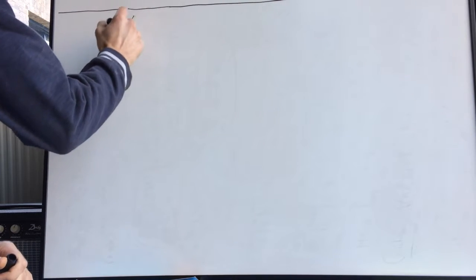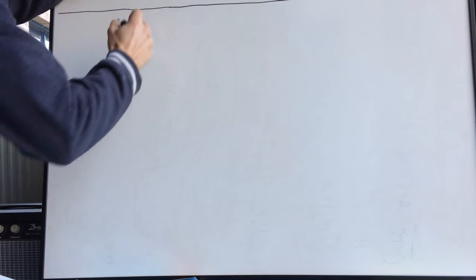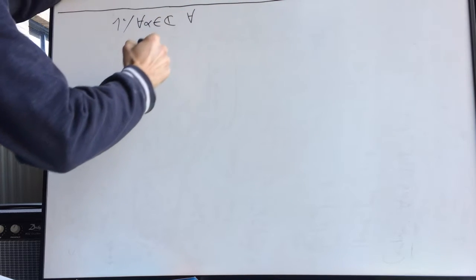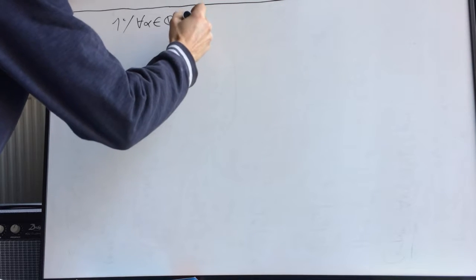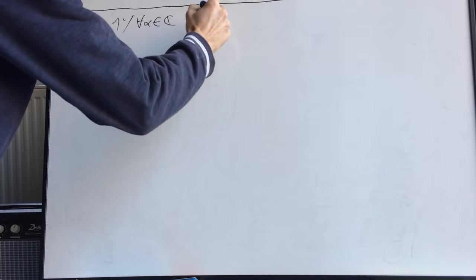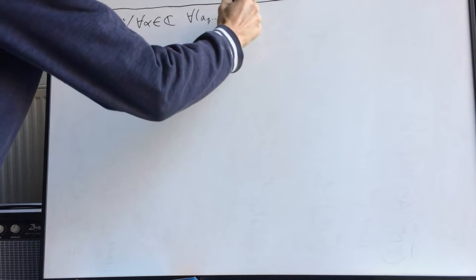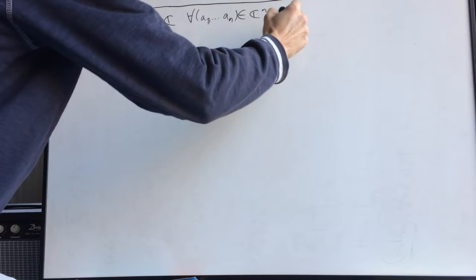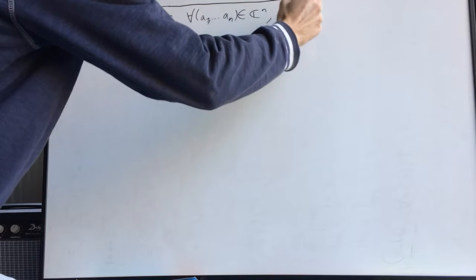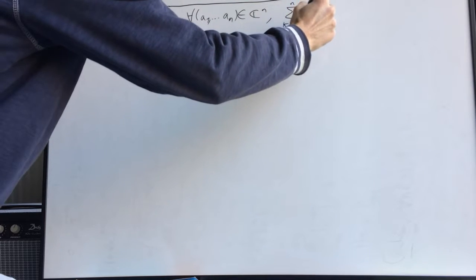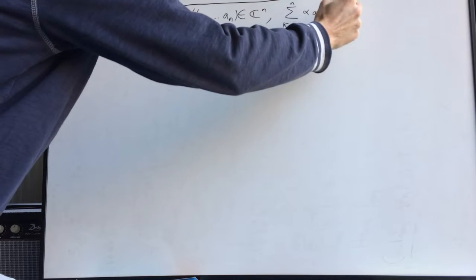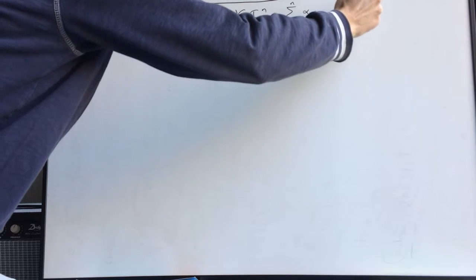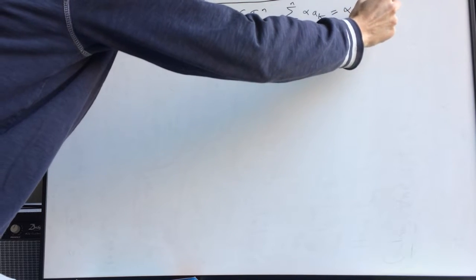First, we're going to prove that for all alpha that belongs to complex numbers and for each family of complex numbers a sub 1 and so on, a sub n, the summation of k equals 1 to n of alpha a sub k is equal to alpha multiplied by the summation of k equals 1 to n of a sub k.